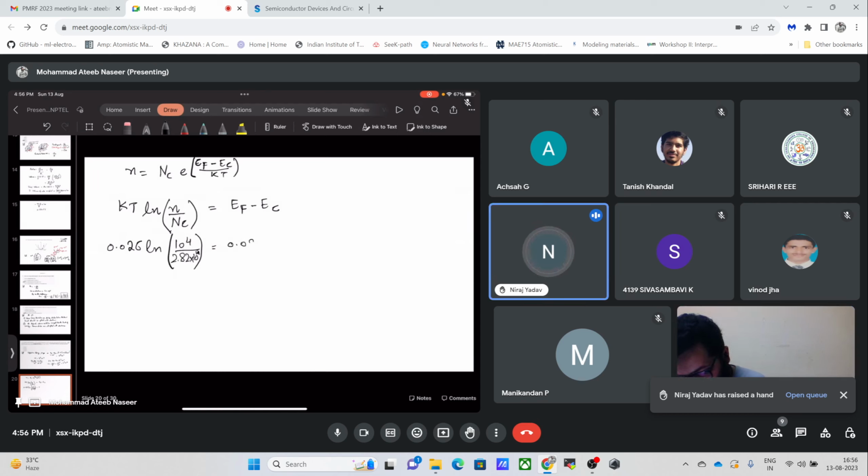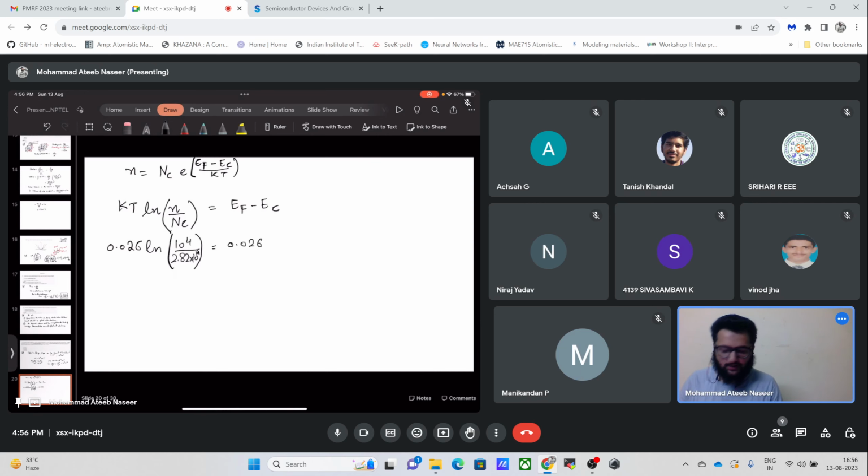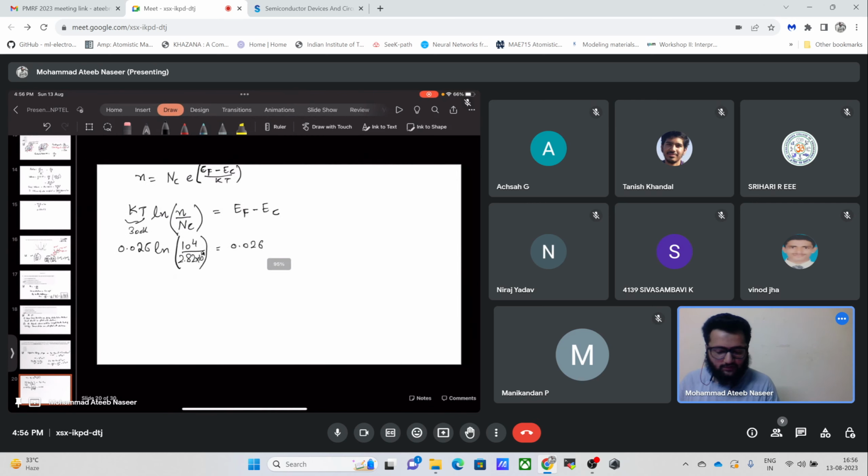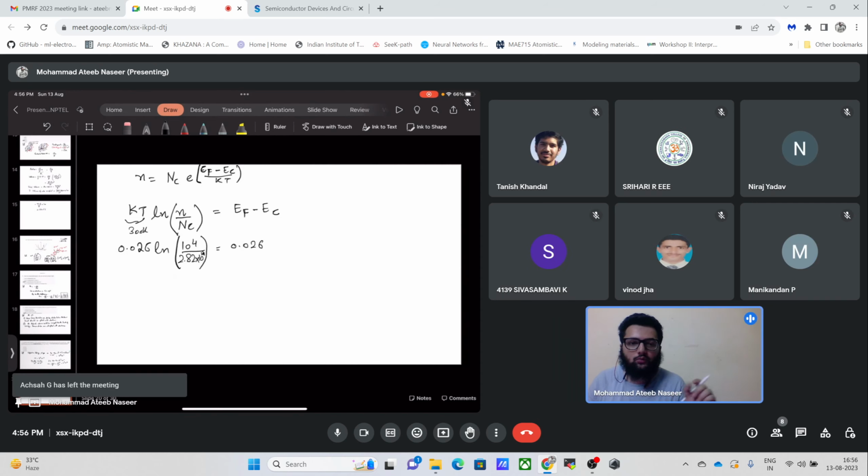From where did we get 0.026? Basically, this KT, K into T, K is the Boltzmann constant, and T is the value of the temperature, and over here temperature is 300 Kelvin. So if you multiply this constant with the temperature, you get it. Basically, Planck's constant, electronic charge, Boltzmann constant, we say that these are elementary constants. Okay.